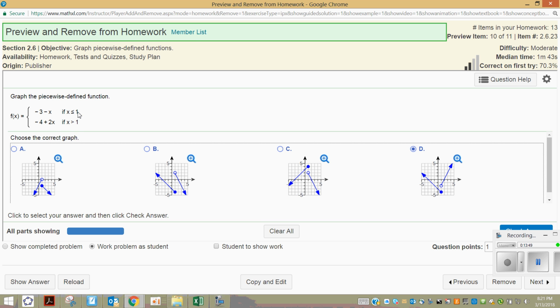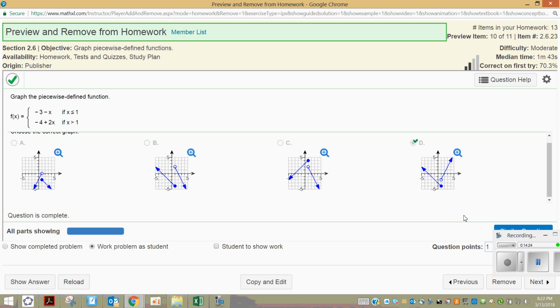The other piece, for when x is less than or equal to 1, so it'll have a closed circle, will have a negative slope. You can see mx plus b, m is negative 1 here. So it'll have a negative slope, meaning it's downhill whenever you're to the left of positive 1. So the left-hand piece should have a closed circle, and it should be going downhill from left to right. If I start on the left and start moving along that piece, it's going downhill. So that does look really good. Yes. Okay.